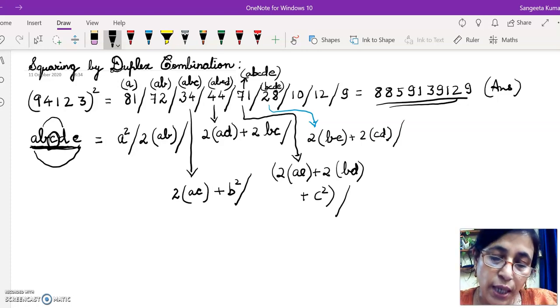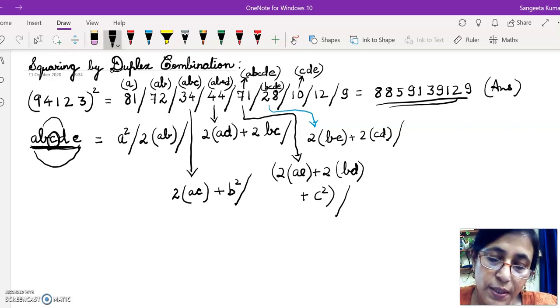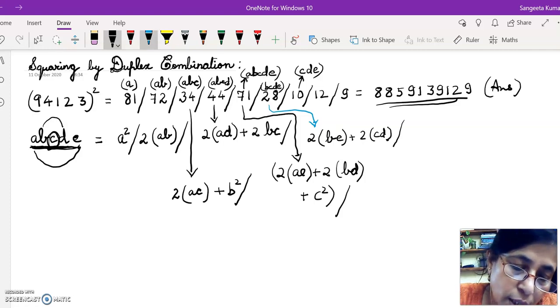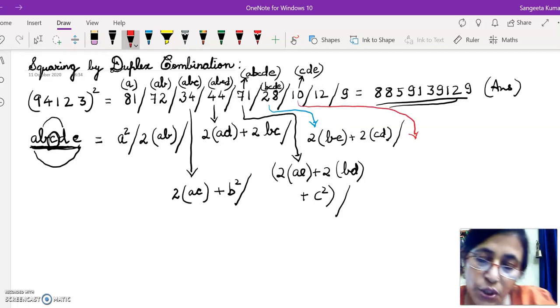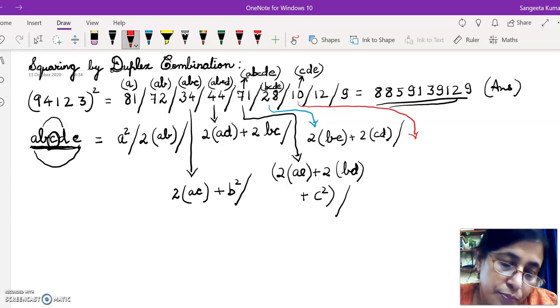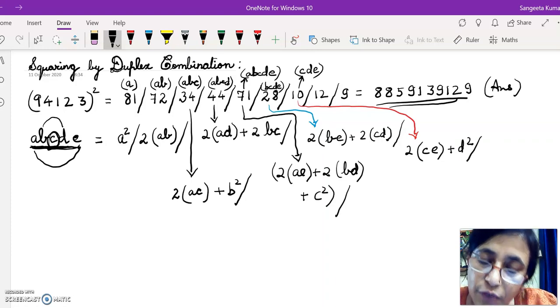Then we move on to the last 3 digits, 1, 2 and 3, that is C, D and E. So here this 10 I have got when I have taken C, D and E together. Again, like ABC, it will be the same formula with different digits. So what will I do here? I'm going to take twice of C into E plus the square of D. This will give me 10.